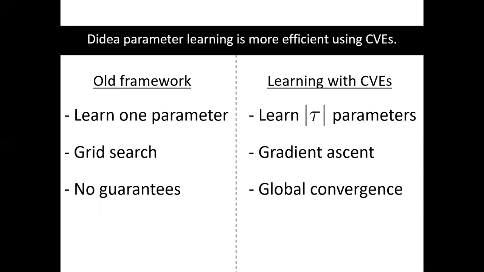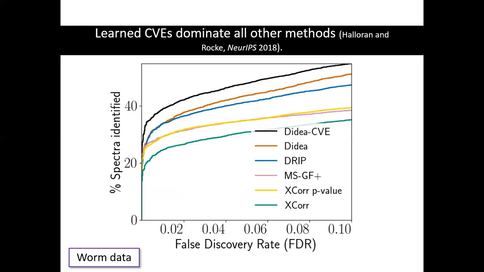So this is all great. Or I should say, this is all great on paper, but what really matters is how well the model performs once we train the parameters. So let's look at some performance plots. Returning to our earlier worm data set, DIDEA trained using CVEs is plotted in black, and we can see that we get a significant boost in accuracy over all methods, especially the old training framework.